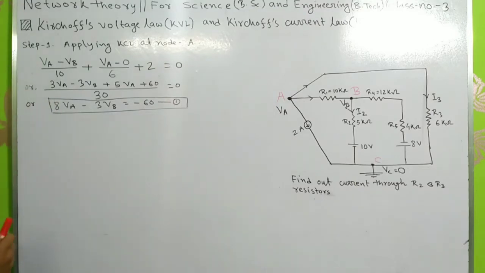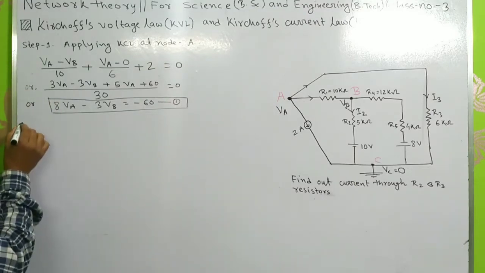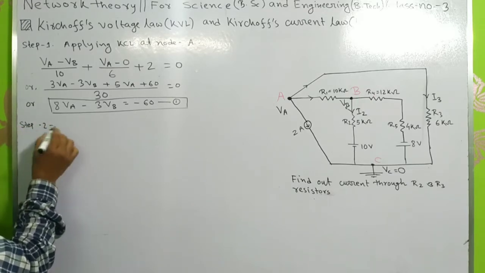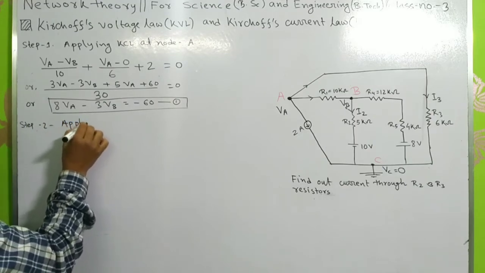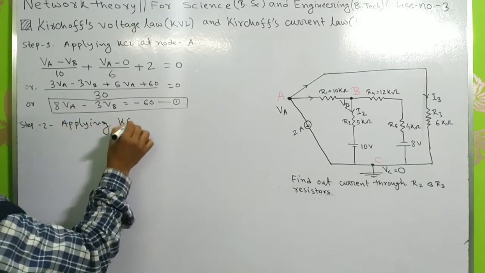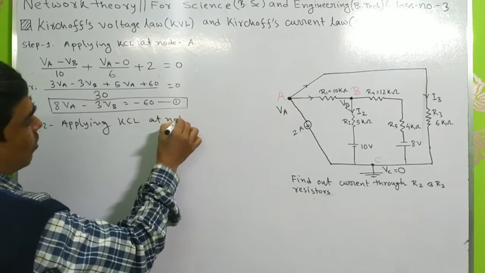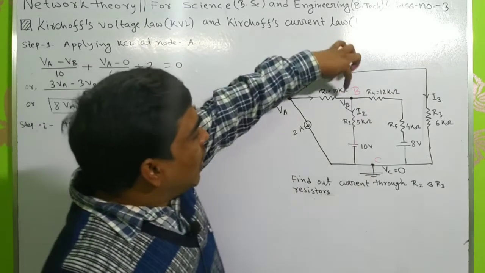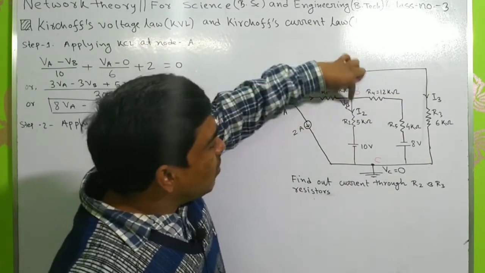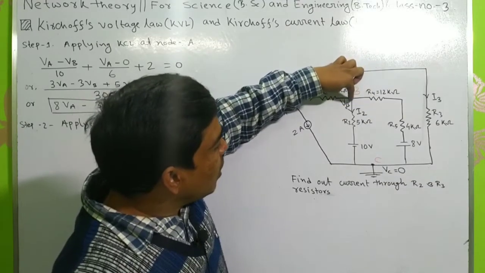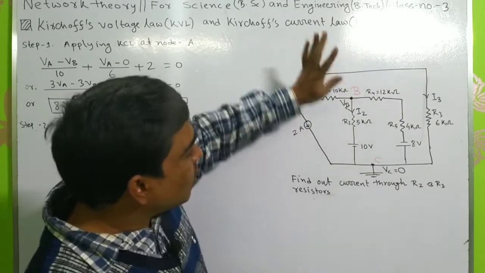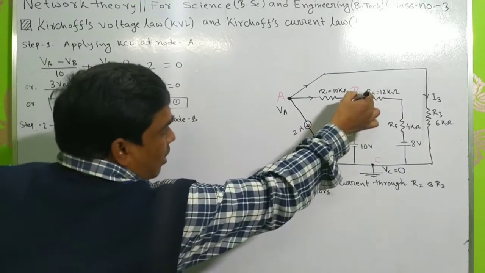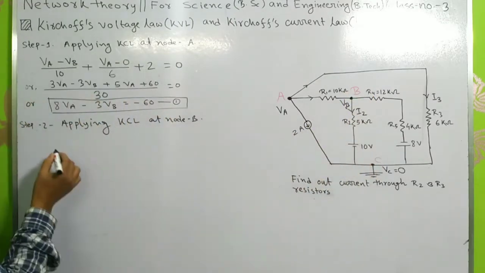Now step 2, applying KCL at node B. So this is a branch, this is a branch, this is a branch. The current will flow in this direction, in this direction, and in this direction.